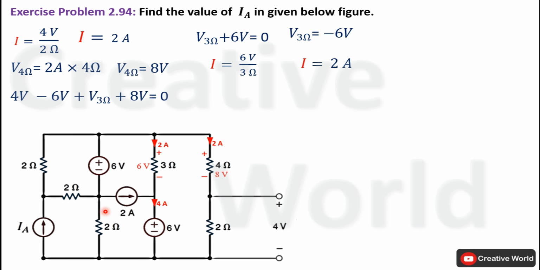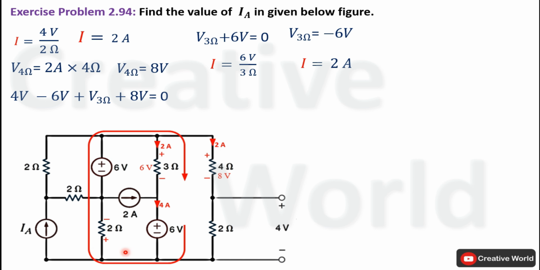Now we will apply Kirchhoff's voltage law inside this closed loop to calculate voltage across this 2 ohm resistance. For that purpose we are assuming the direction of current in clockwise direction. So start writing KVL equation for this closed loop. Start from here, current entering terminal is positive, so 6 volt will be taken with positive sign. Next, current entering terminal is positive, so 6 volt will be taken with positive sign. Next, current entering terminal is positive, so voltage across 2 ohm resistance will be taken with positive sign, and at the end current entering terminal is negative, so 6 volt will be taken with negative sign.